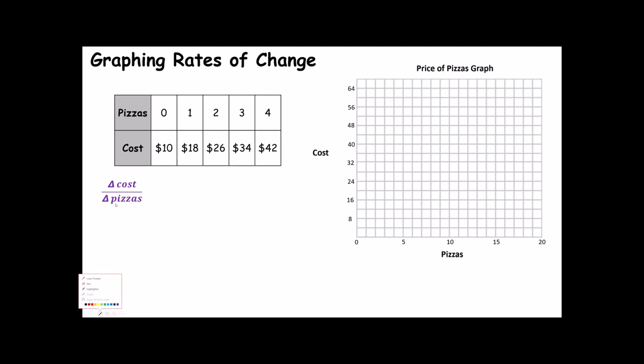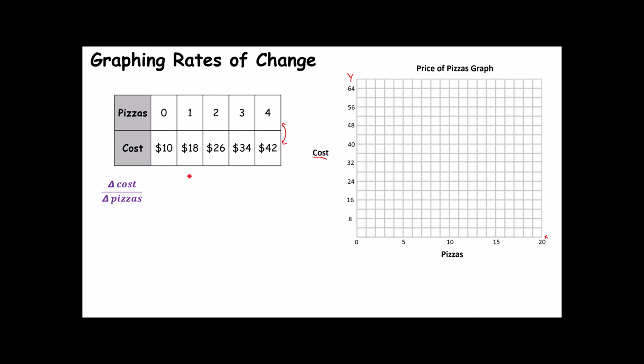And because my cost is on top, I'm going to put cost on the y-axis. The numerator always goes on the y-axis. And I'm going to put pizzas on my x-axis. So I'm looking at the change in cost compared to the change in pizzas. Or in terms of the graph, I'm going to look at how my graph rises compared to how it runs, or goes side to side. Now, because we've not worked this out already, it is important for us to make sure we know what those rates of change are.